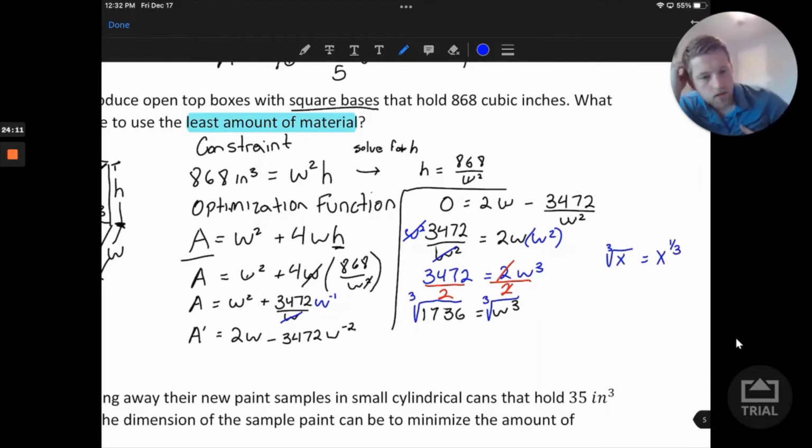Just another reminder for you guys, cube root of x is the same as x to the 1/3 power. So that might be a helpful way to apply it in this case. On the left side, if we take the cube root of that constant value, we're going to get something very close to 12. It should be about 12.02 here, and that will be equal to our variable w. So that's our width.